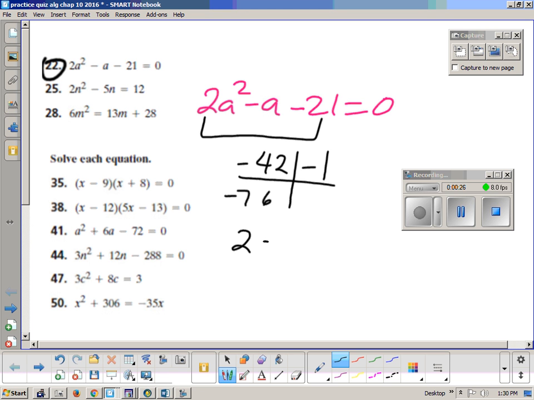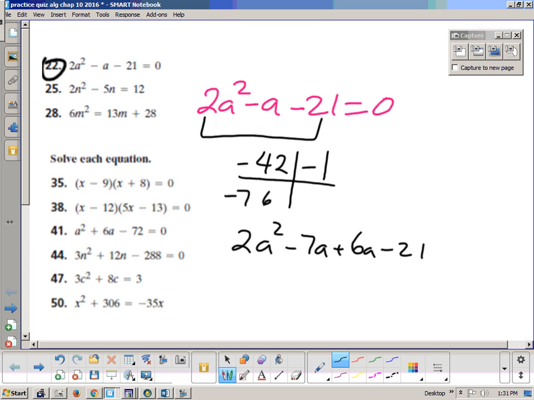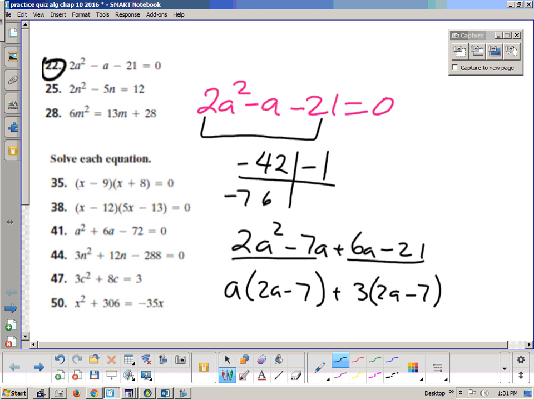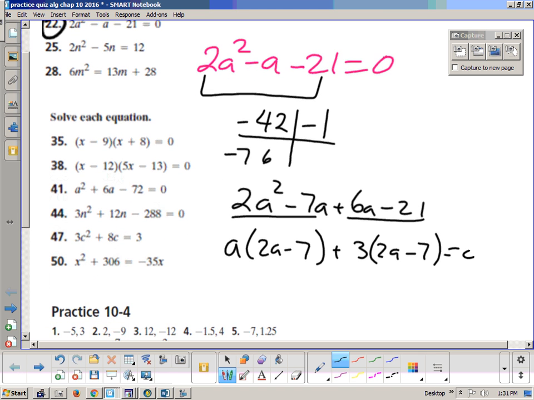Then you're going to rewrite the problem. 2a squared, instead of writing negative a, you're going to write negative 7a plus 6a minus 21. Then you're going to factor by grouping, and you're going to pull out an a, and you get 2a minus 7. Over here, you're going to pull out a 3, and you're going to get 2a minus 7 also. Now, these are set equal to 0, so you're going to take each answer, a plus 3, set it equal to 0, and 2a minus 7 equals 0.